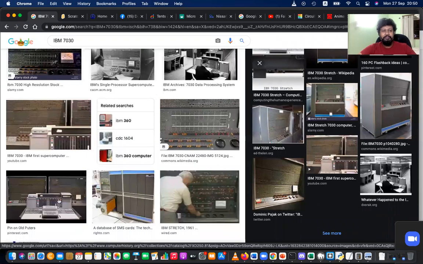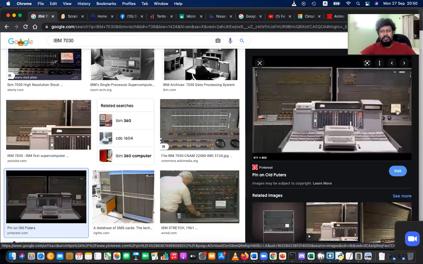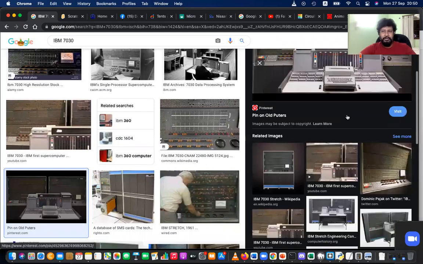So that was the main thing. Here you can see the monitor or display is given less priority. Printout was given high priority at that time. But now it's the reverse, right? Now monitors are given more priority.